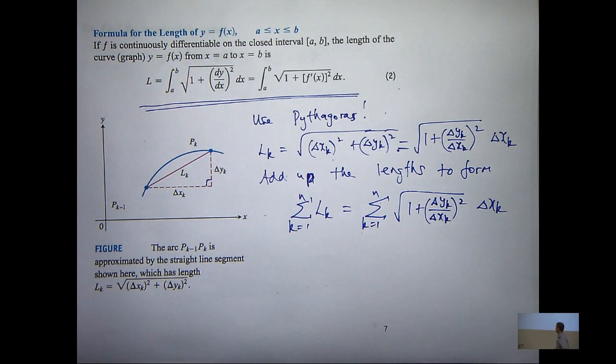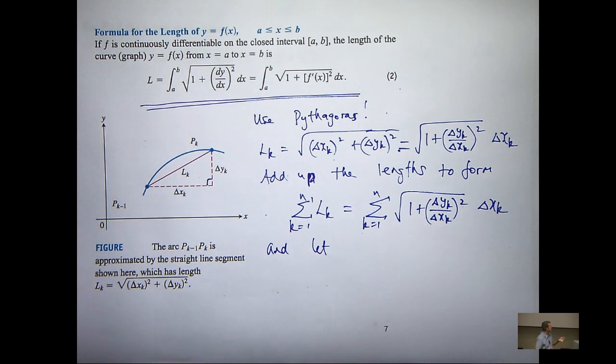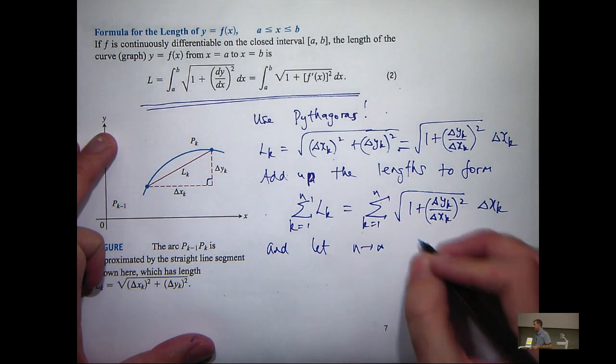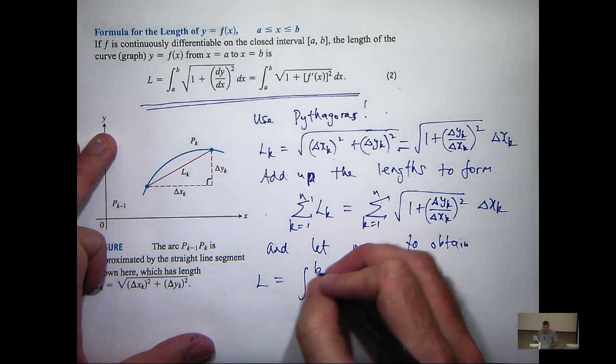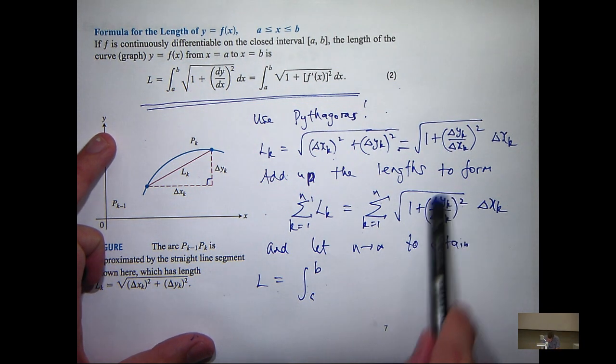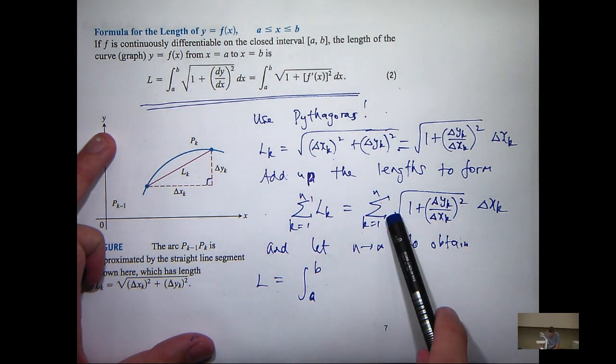Can anyone suggest what the last step is? We're almost there. Any ideas? So at the moment what we've got is a finite sum involving just the lengths of the hypotenuses. Yeah, let n go to infinity. So basically, what you're doing is the width of the cuts is going to 0. So in the limit, this will go to dy dx, this will go to dx, and the sum becomes an integral sign.